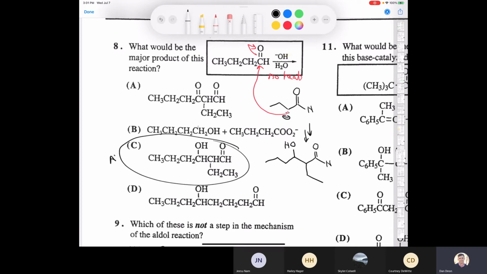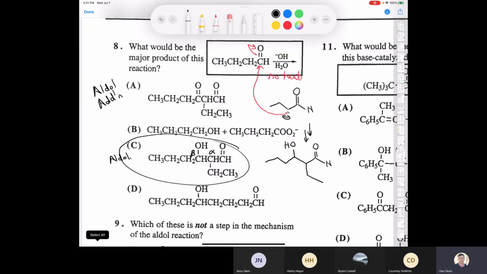I mean, this is the only aldol in here, right? So as long as you know that this is an aldol addition reaction, you have your alpha carbon and your beta carbon, and the beta carbon has to be a hydroxyl. So pretty quickly you can see that this is the only possibility. So again, this is an aldol addition, not an aldol condensation.